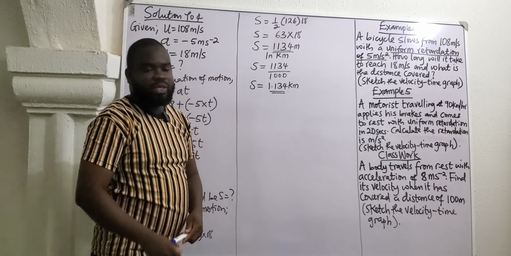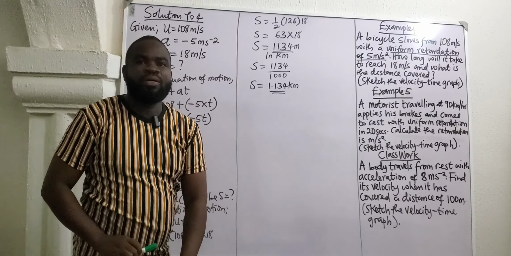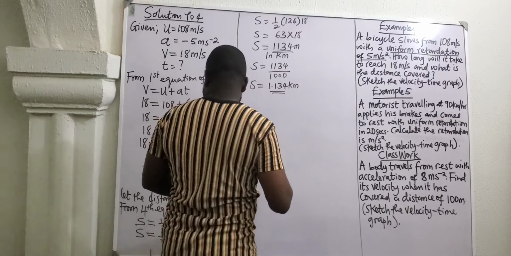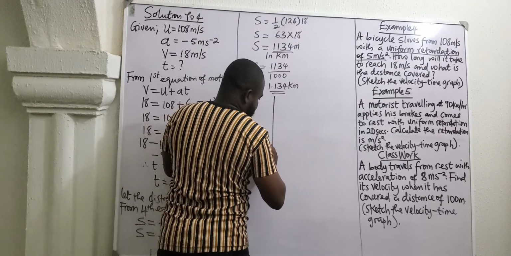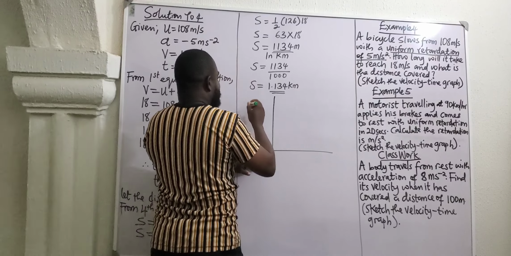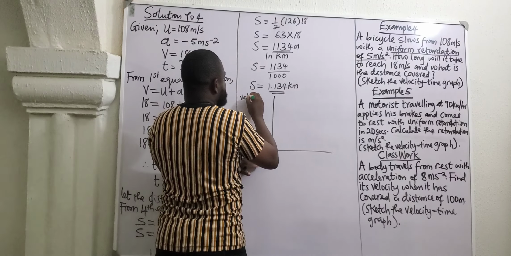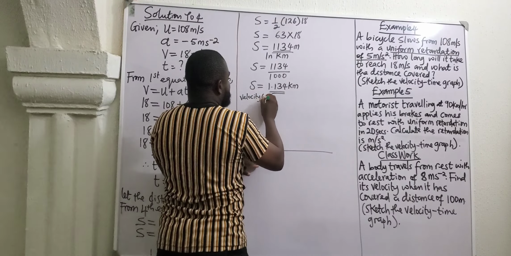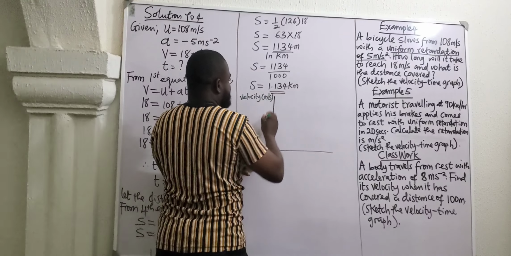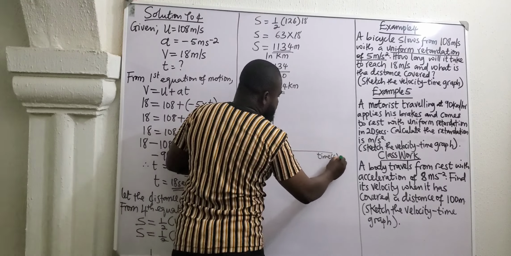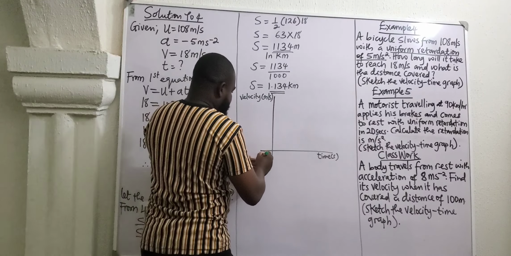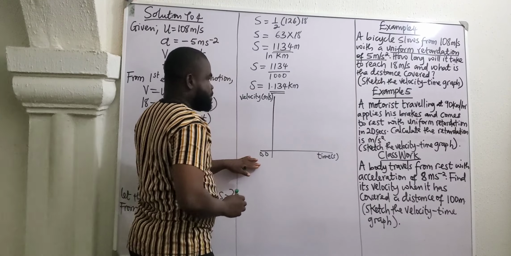So they say we should get the velocity time graph. To sketch the velocity time graph, we identify our axis: velocity in meter per second against time in second. Our origin is always 0, 0.